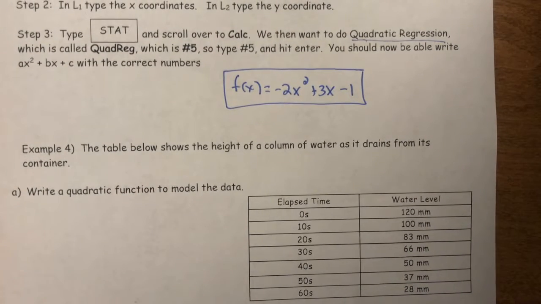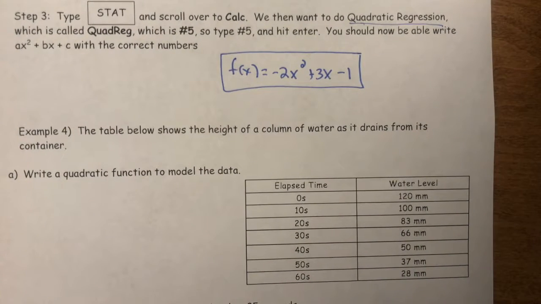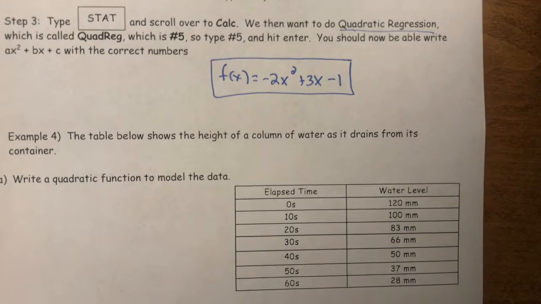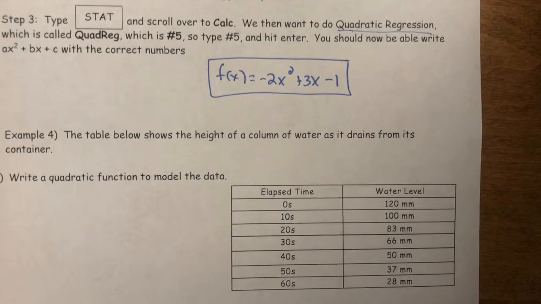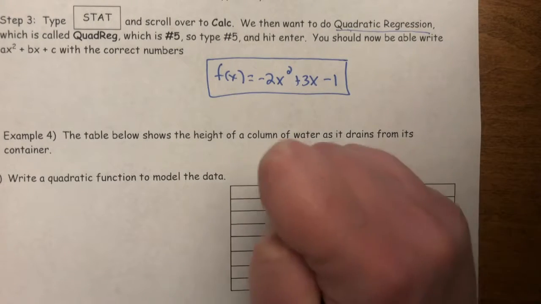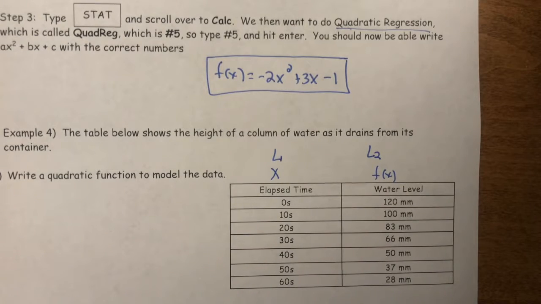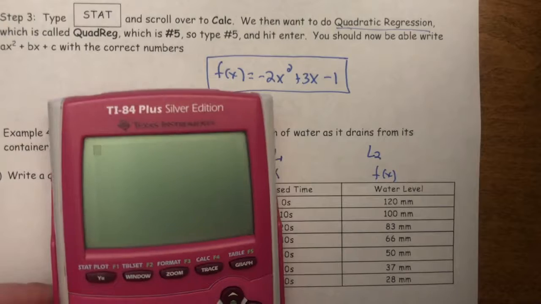All right, so let's take a look at the last example. The table below shows the height of a column of water as it drains from its container. Write a quadratic function to model the data. So our goal is to write the quadratic function. We're going to use our calculator to do this once again. This will be our input, our x, the elapsed time. This will be our f of x, and we're going to put this in L1 and L2. Now again, you can use L3, L4, whatever list you put it in. Just make sure you select that when you are doing your quadratic regression.